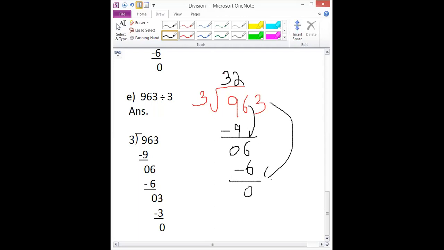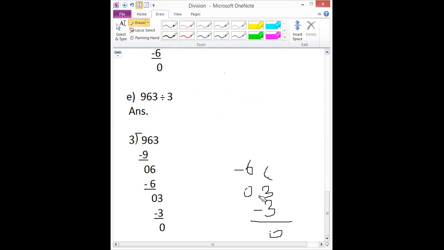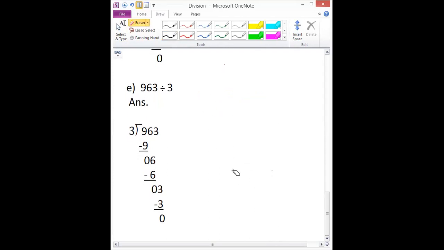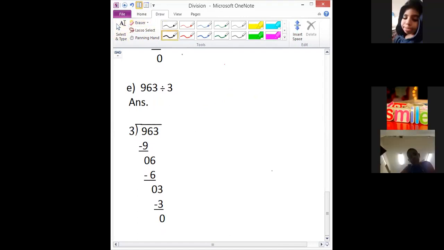Then drop this 3 down and divide this 3 by 3. So 3 by 3 is 1. Multiply 3 by 1. 3 by 1 is 3. 3 minus 3 equals 0. So the answer is 321. So you will write here 321.